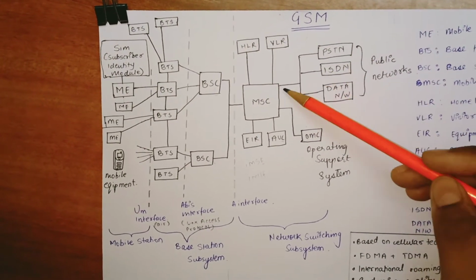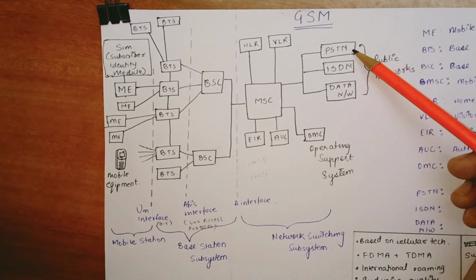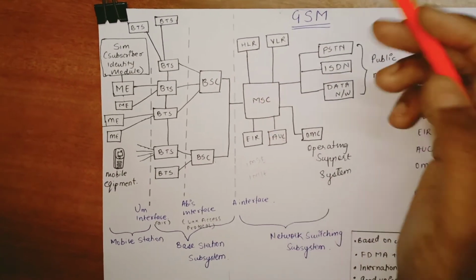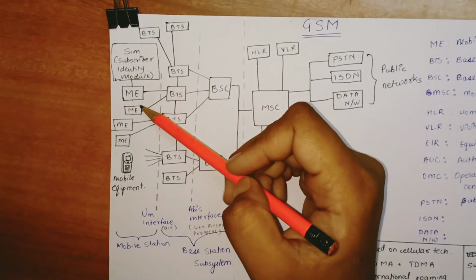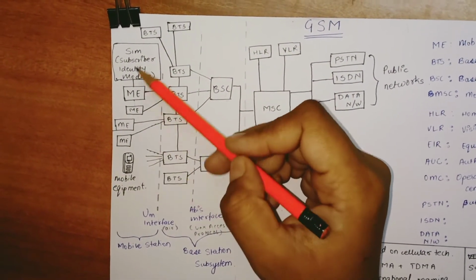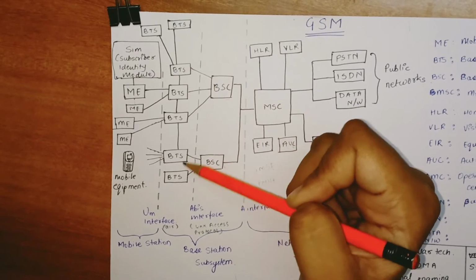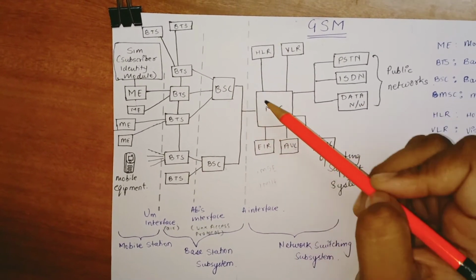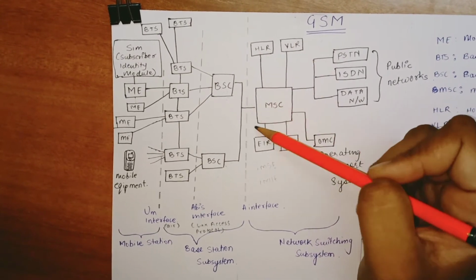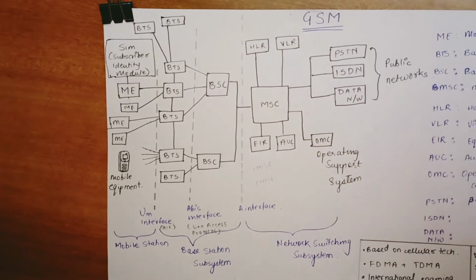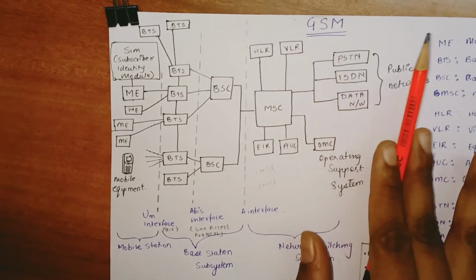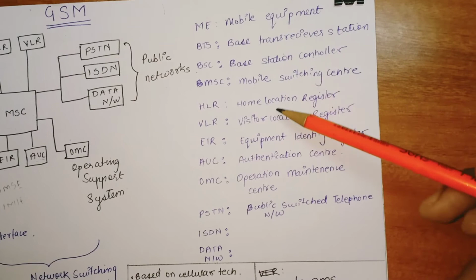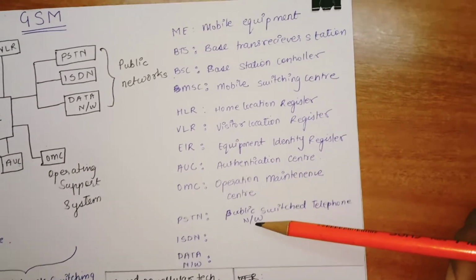Then MSCs are connected to PSTN, ISDN, data networks. These are all public networks. Essentially, what's important in this diagram is how your mobile equipments are connected to your base transceivers. These base transceivers are connected to your BSCs. BSCs are connected to MSCs. MSCs have these 4 major blocks, and this is your GSM. So here are all the short forms, the abbreviations elaborated.